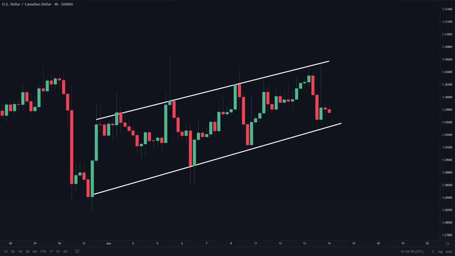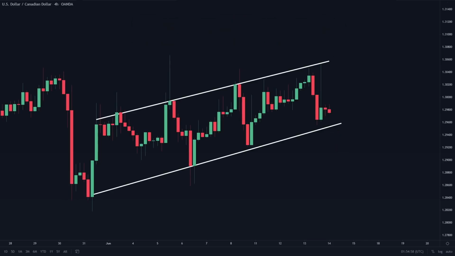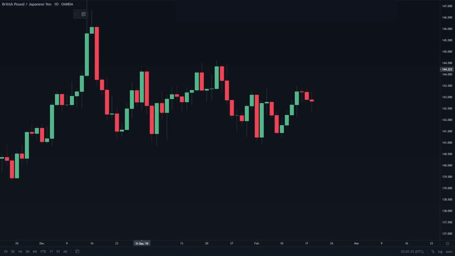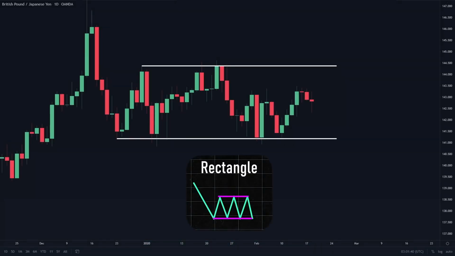Now, once you've identified a consolidation pattern, the next step is predicting the direction of the breakout. Will it happen to the upside or the downside? So, a common mistake that traders make is that they immediately take a position at the first breakout that they see. For example, here we spotted a level of support and a level of resistance, meaning we just found a rectangle pattern.